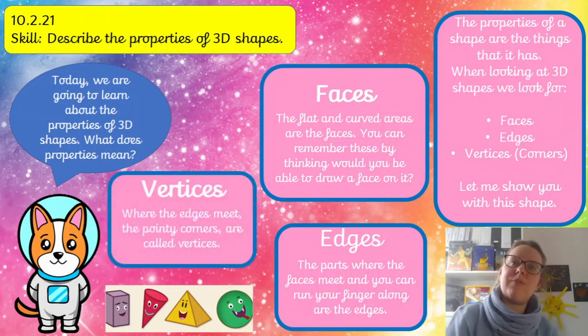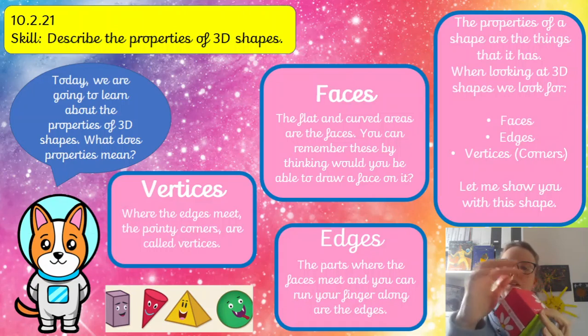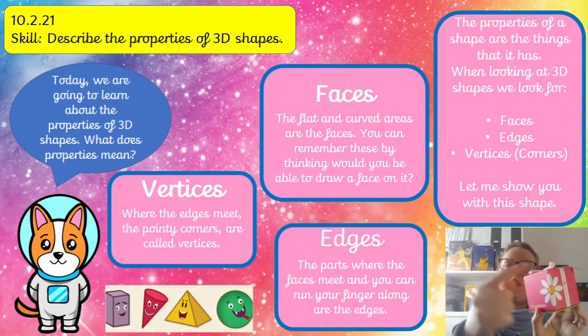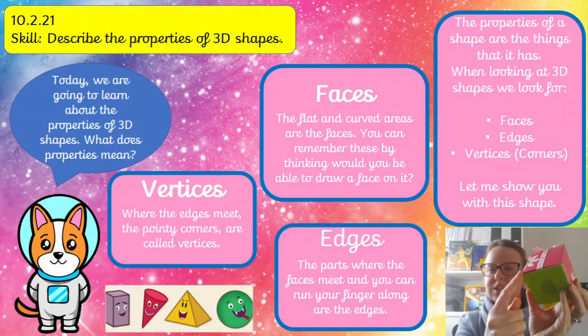So next we have vertices. Vertices are where the edges meet. You might say that they're a pointy corner. They're called vertices. So here is a vertice, and here, and here, and here, and here, here.